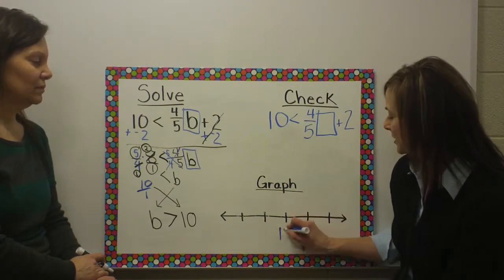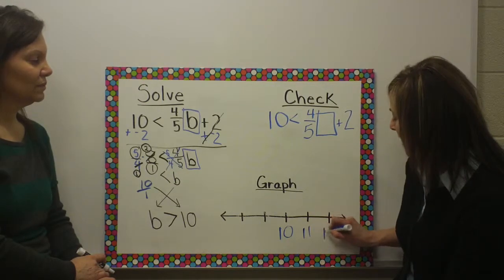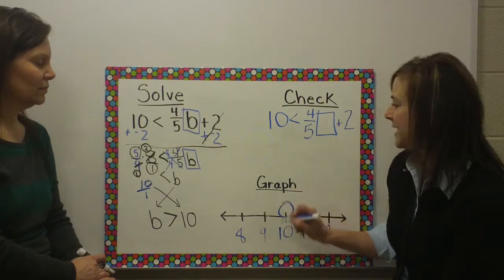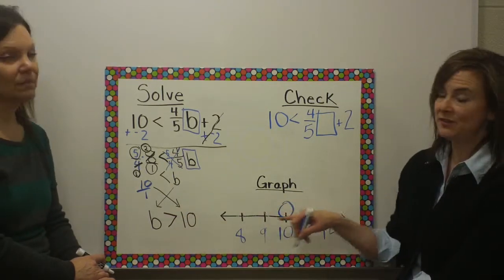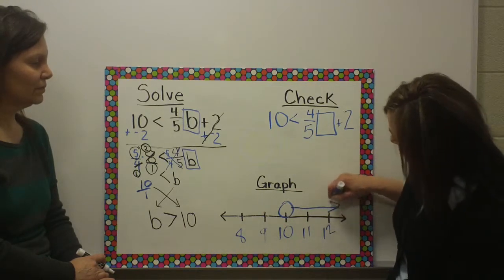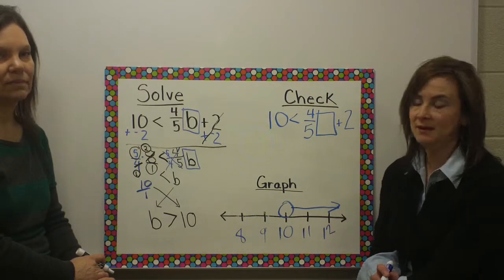We're going to go ahead and put our 10 in the center. Those whole numbers are nice. We're going to go up by intervals of 1. Circle our 10. It doesn't get filled in because b is not also equal to 10. B would be values that are greater than 10. So we're going to go to the right.